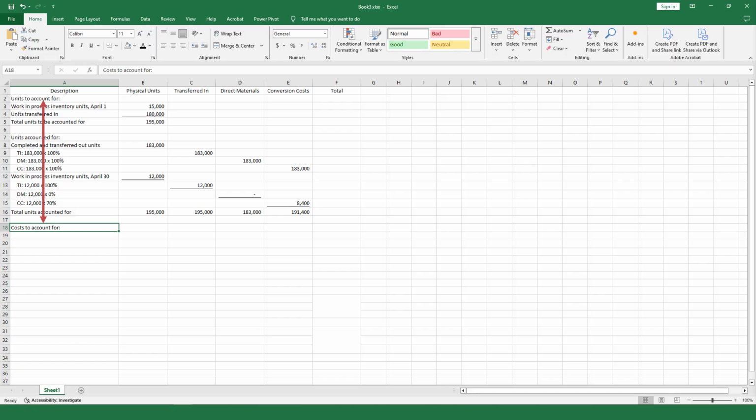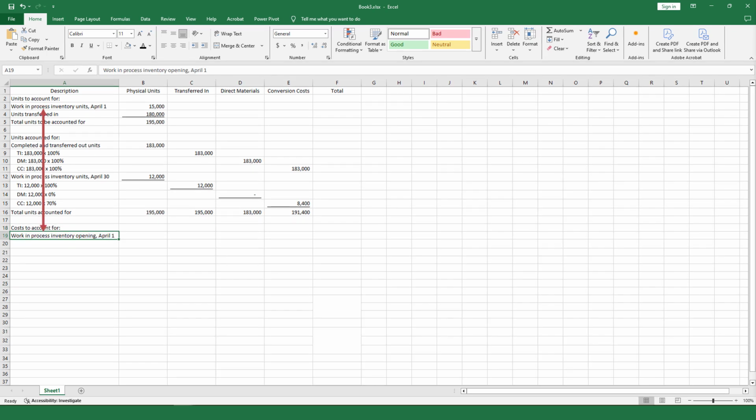To do that, we have to first determine the costs that we have to account for. Note that this is similar to what we did for the physical units, where we started with the units to account for. Here we start with the costs to account for. We start with the costs that were incurred last period for the opening work in process inventory, the inventory which was on hand on April 1st. This is again a copy from what we did when we determined the units to account for.